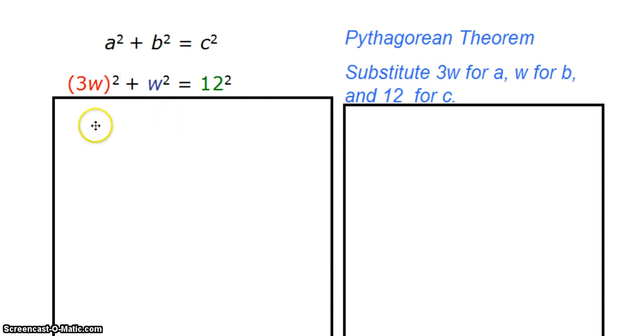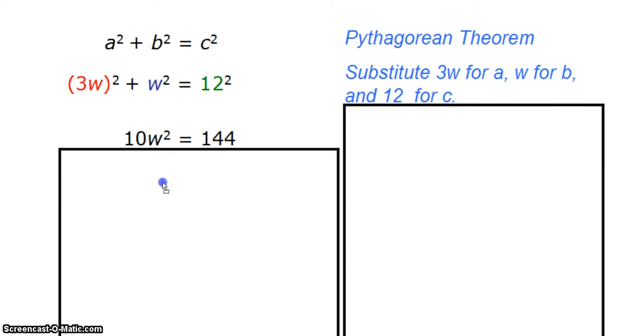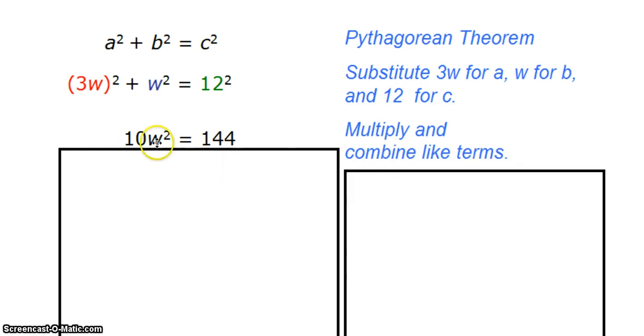Okay, we're going to simply simplify this. So (3w) squared is 9w squared plus w squared. 10w squared equals 144. Good. And now what will we do next? You got it, divide by 10.